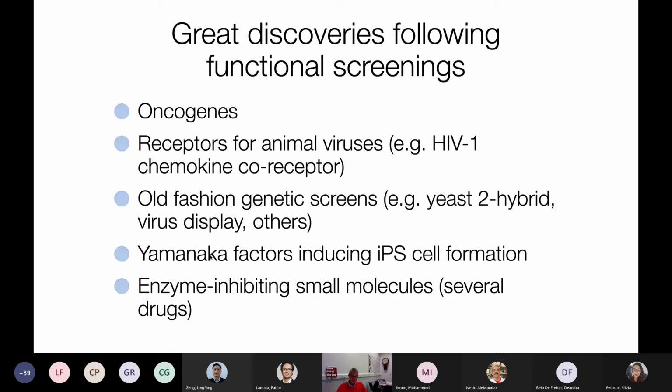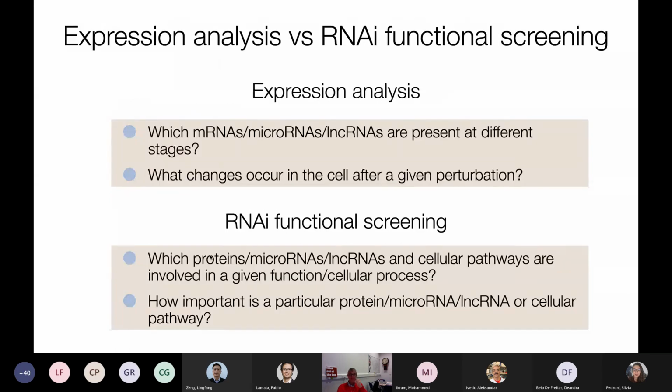Going more towards our days, Yamanaka in 2006 published his famous Cell paper in which he described for the first time the discovery of 4 factors that induce differentiation of fibroblasts into embryonic stem cells by taking a collection of lentiviral vectors and testing various combinations of these in a blinded manner, from which eventually he found the 4 factors that permit formation of iPSC cells.